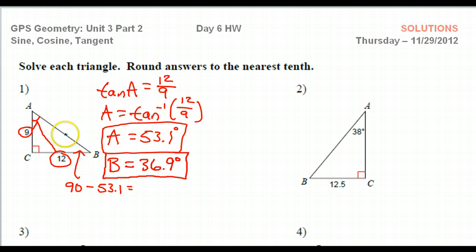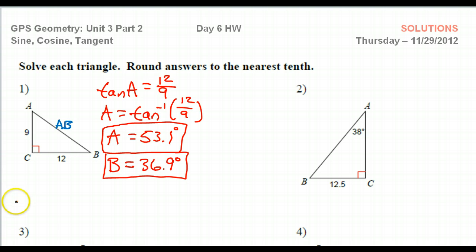Now I just need to find side AB. As I go to find side AB, I am not going to use the angles I just found. If I got angle A wrong, then I'm going to get multiple problems wrong. So it's better to use the information that's given. The Pythagorean theorem is the way to go to find AB.